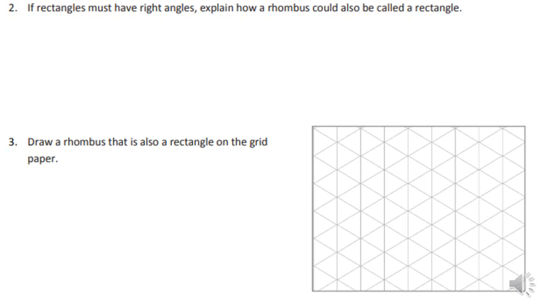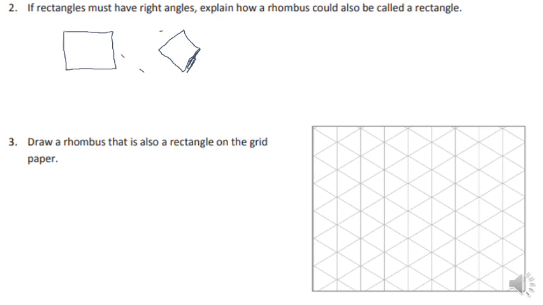Let me get this out of the way so I can see. It says, if rectangles have right angles, explain how a rhombus could also be called a rectangle. Well, first off, let's draw a square. Now, if I were to turn that square on its side, most of you would say that was a rhombus, except the lines aren't exactly straight, but I'm trying to freehand it.